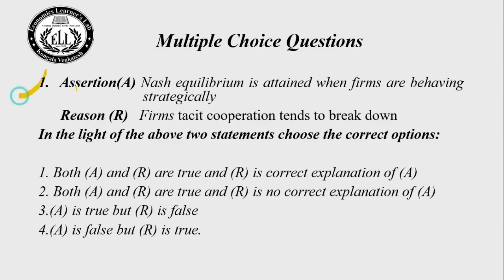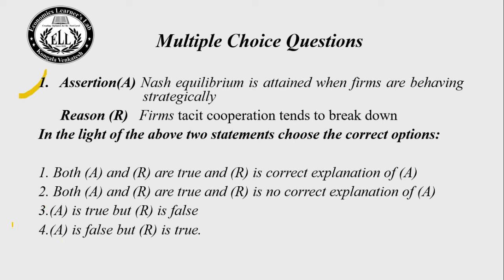Question number 1. Assertion A: Nash equilibrium is attained when the firms are behaving strategically. Reason R: Firms' tacit cooperation tends to break down. In the light of the above two statements, choose the correct option. Choice 1. Both A and R are true and R is the correct explanation of A. Choice 2. Both A and R are true and R is not the correct explanation of A. Choice 3. A is true but R is false. Choice 4. A is false but R is true.